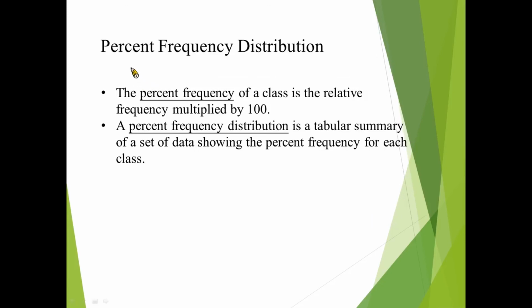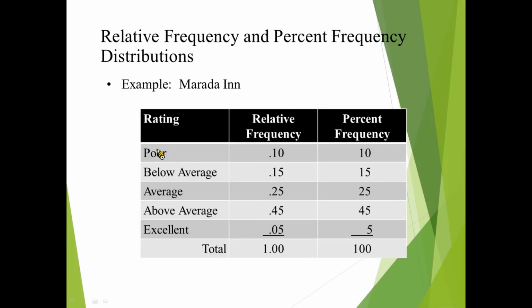And the next one is the percent frequency distribution. The total is 100%. The percent frequency of a class is the relative frequency multiplied by 100. So a percent frequency distribution is a tabular summary of a set of data showing the percent frequency for each class. Okay, so you can see the relative frequency and the percent frequency.